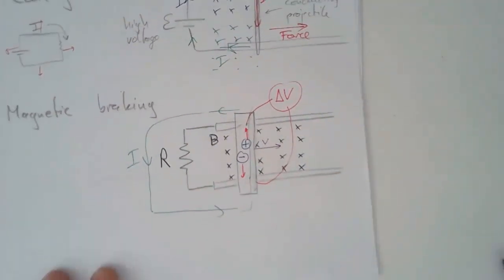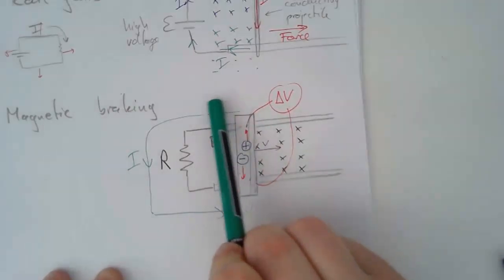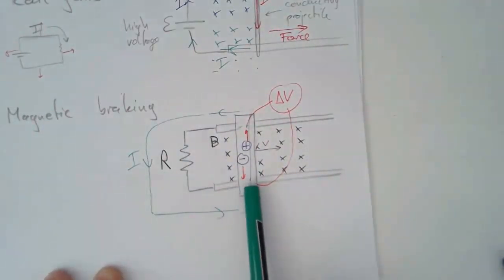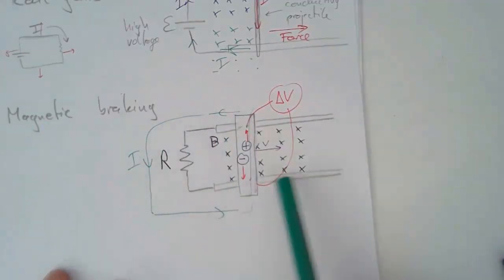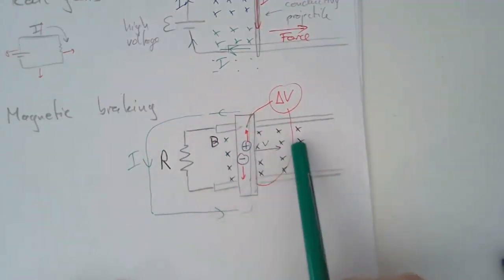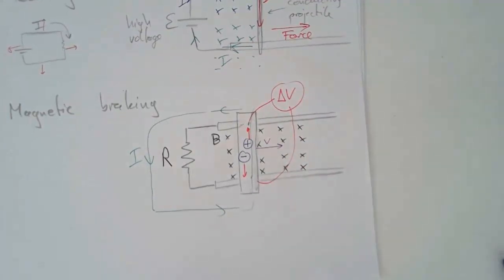So hopefully you can see that there's now a current where the positive charges are going up and around, or they try to, and the negative charges are going clockwise, because of the conductor moving through the magnetic field. So make sure you understand this before you move on.